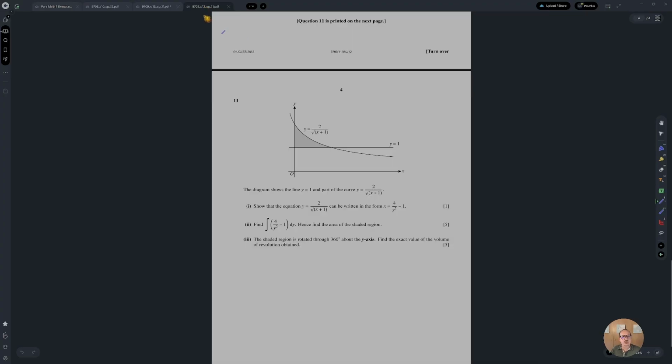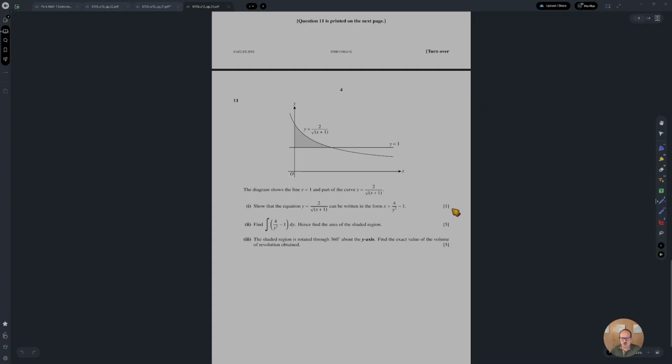This is from paper 11 from spring 2012. And the question is question 11. It says the diagram shows the line y equals 1 and part of the curve y equals 2 over square root of x plus 1. Show that the equation given by this expression can be written in this form.